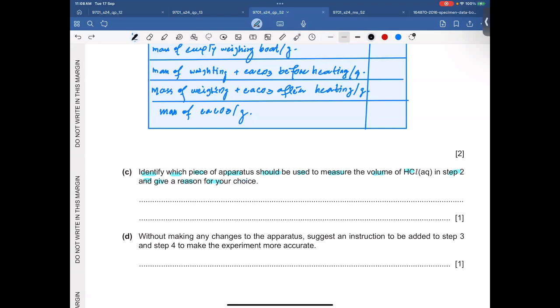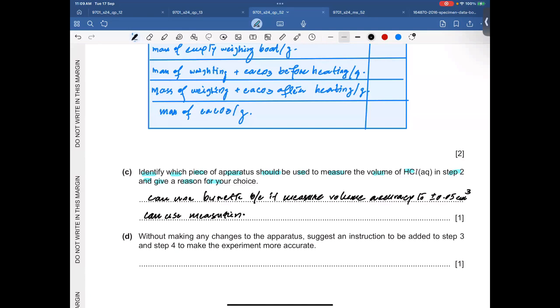So can use burette because it measures volume accuracy to plus minus 0.05 cm cube, or can use measuring cylinder because HCl is in excess.